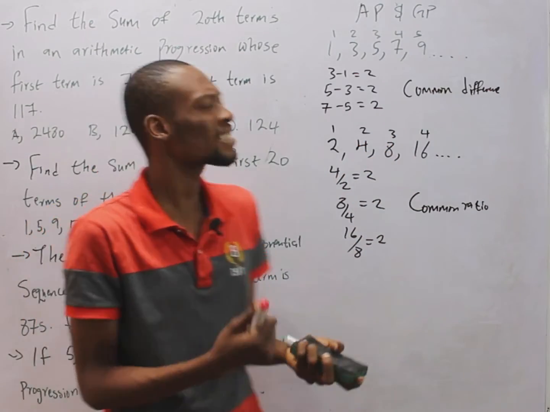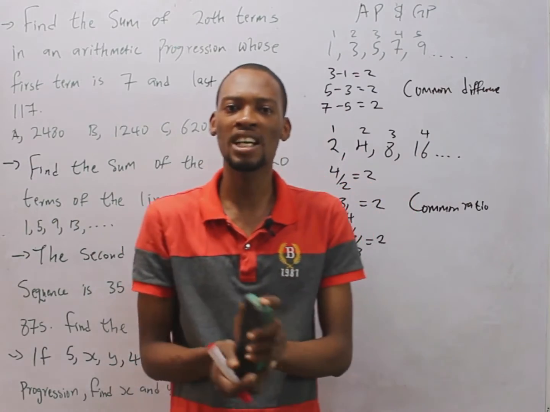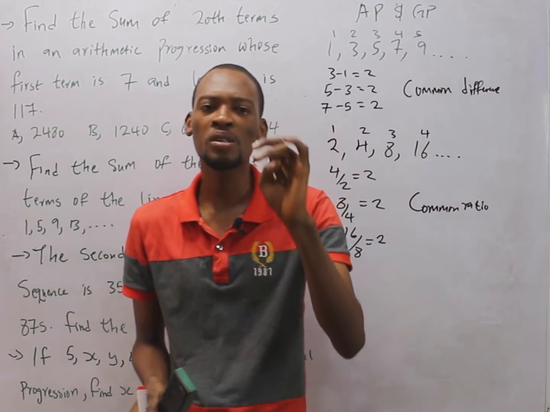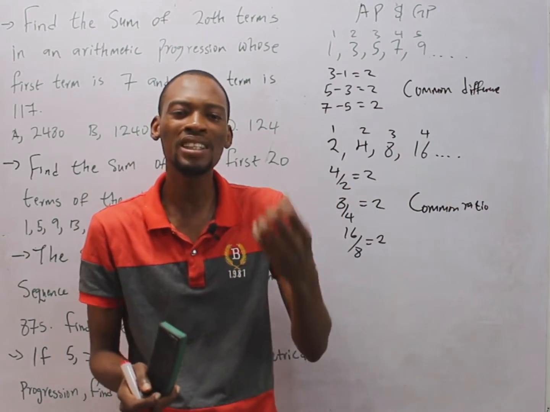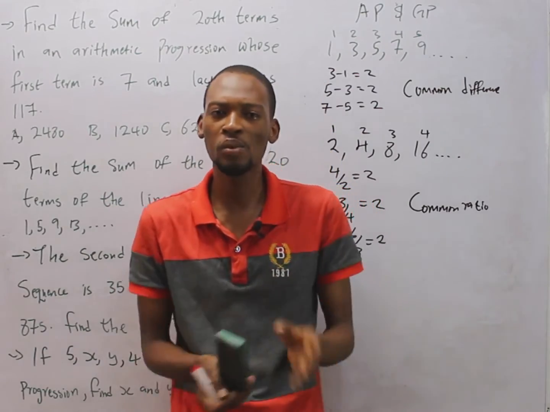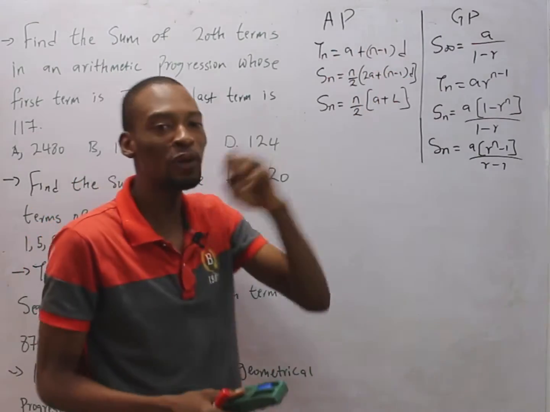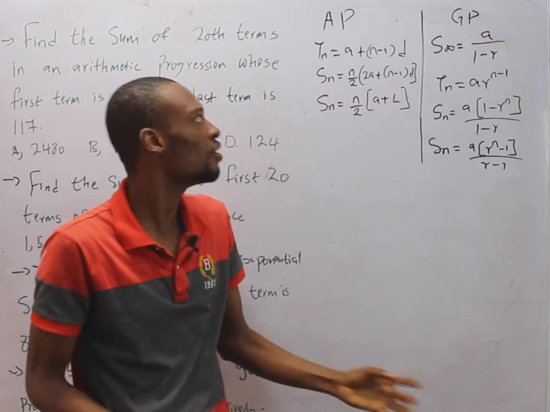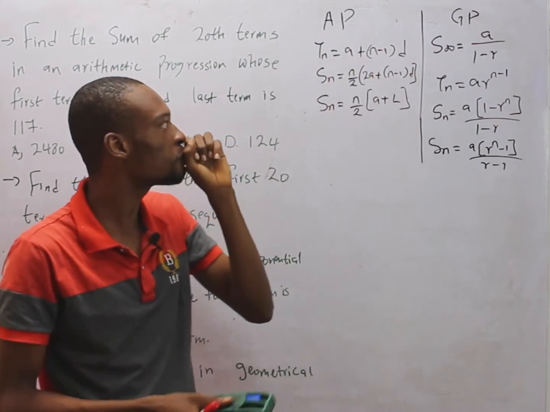Now, to answer as many questions as possible under arithmetic and geometric progression, you need to know some formulas and have the ability to solve equations. With these two skills, you are good to go. With these formulas, you'll be able to solve as many questions as possible under AP and GP.